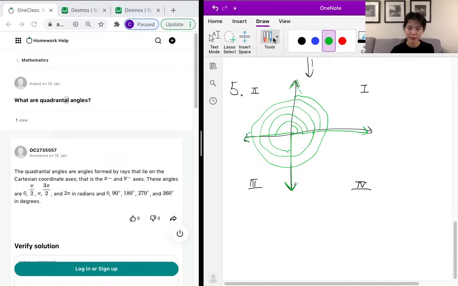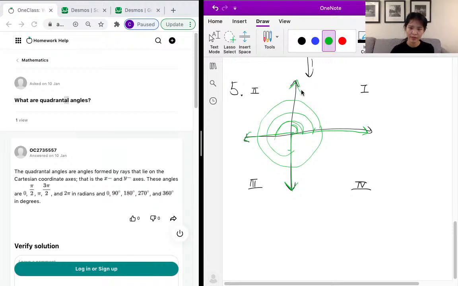This is quite easy to remember, and as you can see, this can go on and on because you can go around the circle an infinite number of times. So there are an infinite number of quadrantal angles. But the most common four are the first one, the second one, the third one, and our fourth quadrantal angle over here.